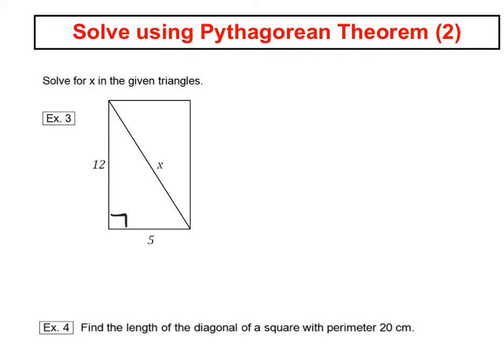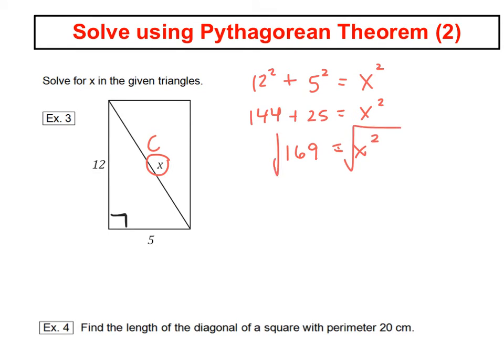Again, make sure you start by identifying what side will be your c value. That's going to be the hypotenuse. So we're going to set up a squared plus b squared, so 12 squared plus 5 squared equals our c squared, which is x. All right, 12 squared is 144 plus 25 equals x squared. And then 144 plus 25 gives us 169 is equal to x squared.